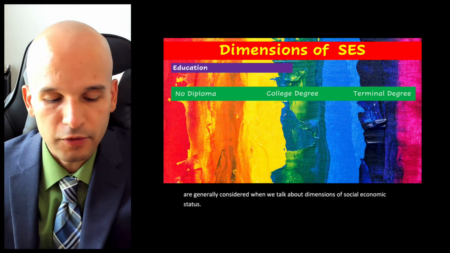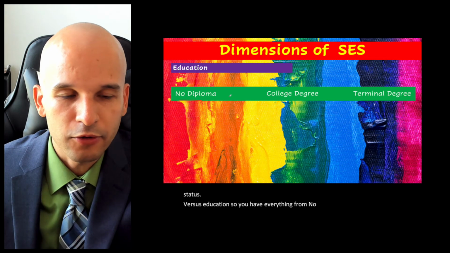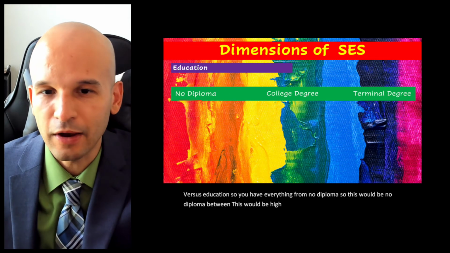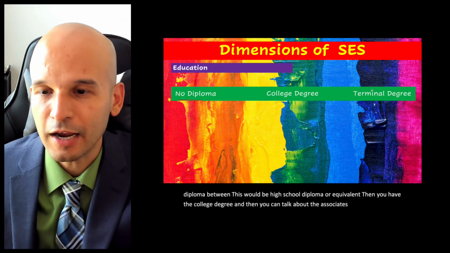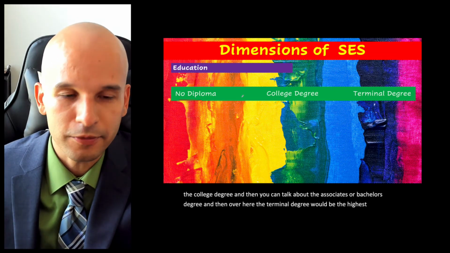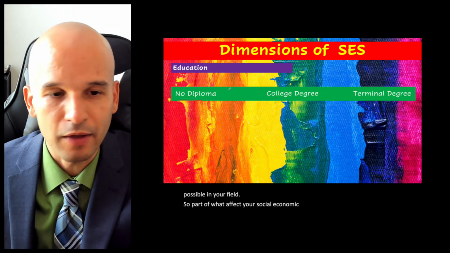First is education. So you have everything from no diploma. In between would be high school diploma or equivalent. Then you have the college degree, and then you can talk about the associate's or the bachelor's degree. And then over here, the terminal degree would be the highest degree possible in your field. So part of what affects your socioeconomic status is your education level.